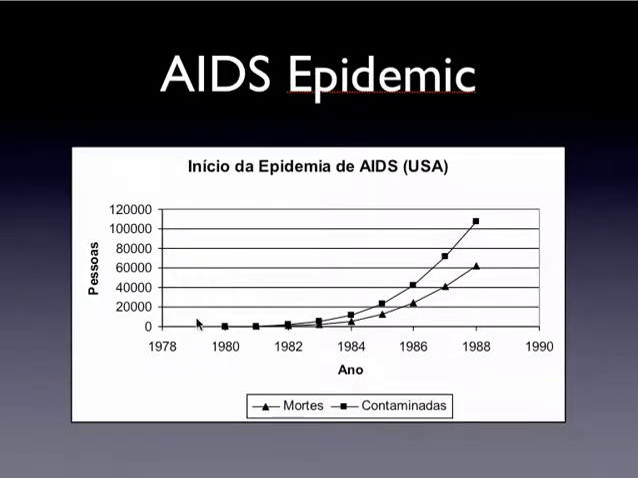Let's see the pattern of behavior. There are two plots here. The first one is the number of contaminated people, and the second one the number of deaths. You can see both are growing exponentially.